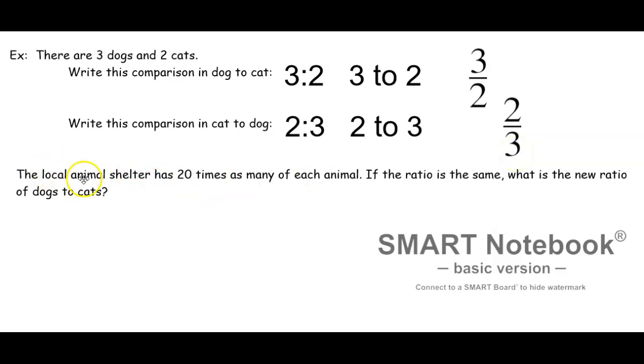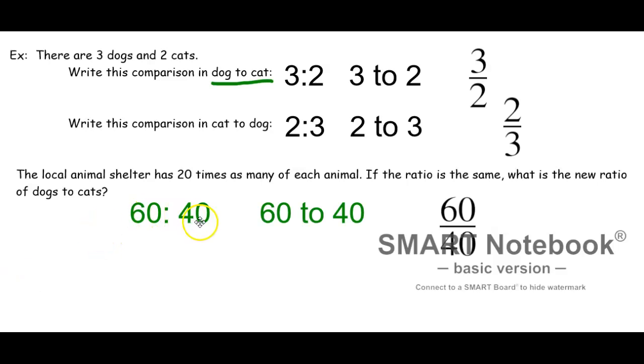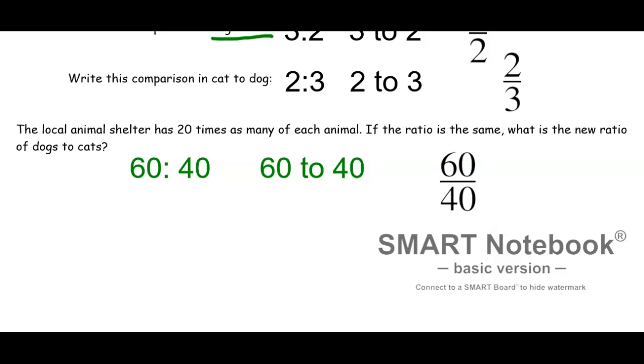Okay? So if my local animal shelter has 20 times as many of each animal, if the ratio is the same, what is the new ratio for dogs to cats? So you're increasing this by 20. I'm doing dogs to cats, so I've got to make sure I use the right order. So 3 dogs to 2 cats, so I need to multiply that by what and that by what? Well, both of them are 20 times bigger, so I'm going to multiply both of them by 20. And so I'm going to have 60 to 40, all meaning the same thing. Let me move that up so it's out of the watermark. Okay, all mean the same thing.